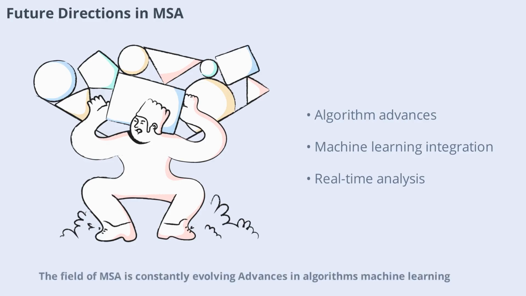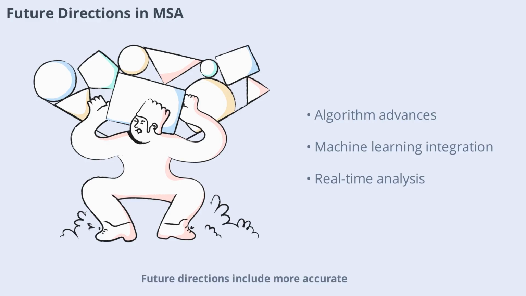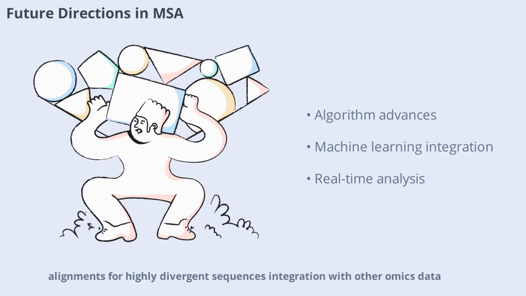The field of MSA is constantly evolving. Advances in algorithms, machine learning, and high-throughput sequencing are driving new developments. Future directions include more accurate alignments for highly divergent sequences, integration with other omics data, and real-time analysis of massive datasets. Staying up to date with these trends ensures that you can leverage the latest tools and techniques in your research.